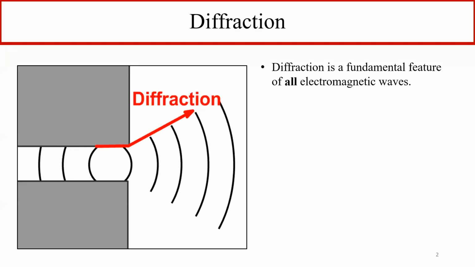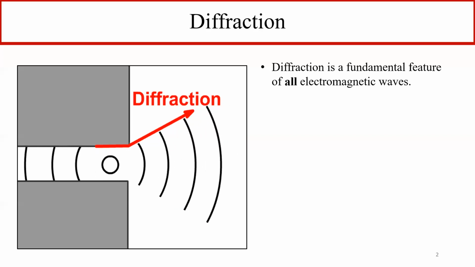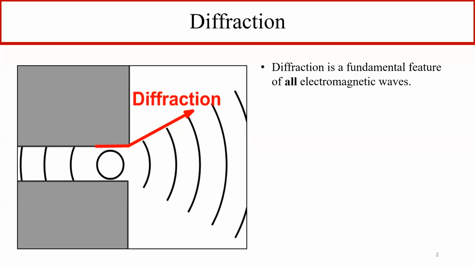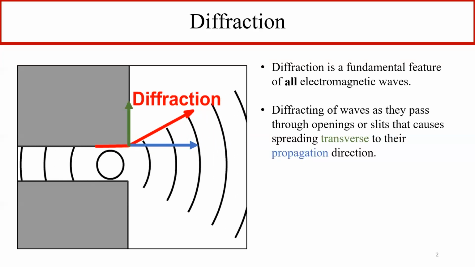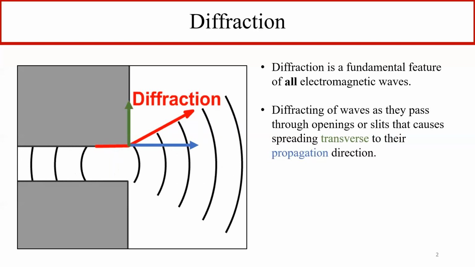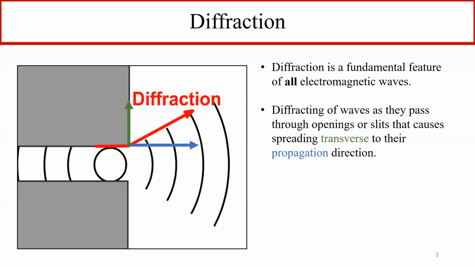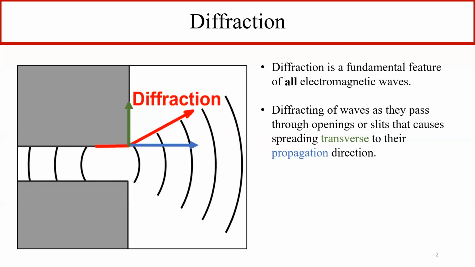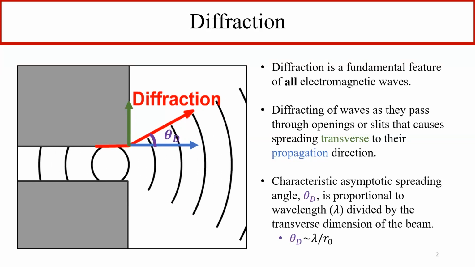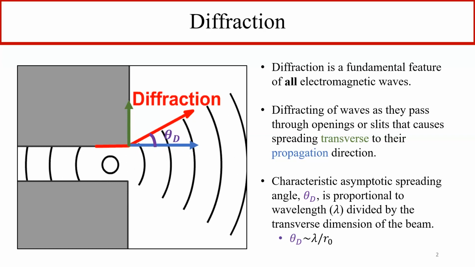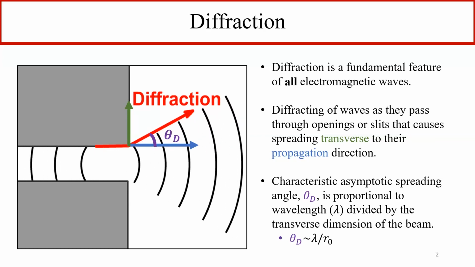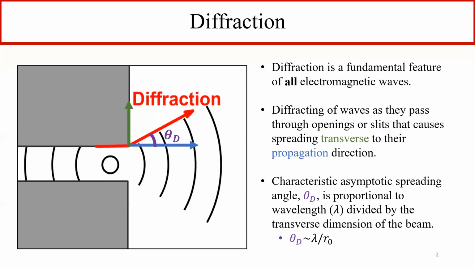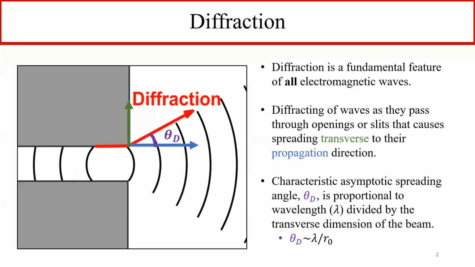First of all, what is diffraction? I have a nice graphic right here which illustrates it. Diffraction is a very fundamental phenomenon of all electromagnetic waves. You can think of it as the spreading or diffracting of waves as they pass through openings or slits that cause them to spread transverse, which is that green arrow, relative to the propagation direction, which is that blue arrow. An important thing we use to look at diffraction is the characteristic asymptotic spreading angle, theta d, and it's proportional to the wavelength divided by the transverse dimension of the beam. That's that relation right there.